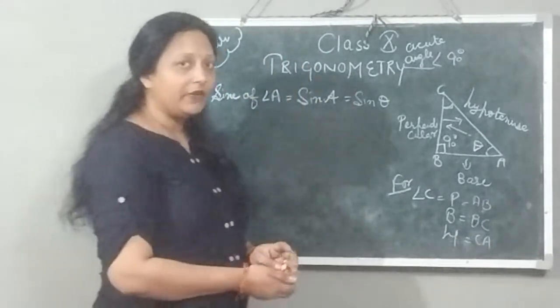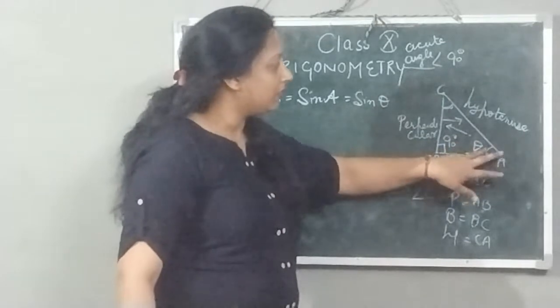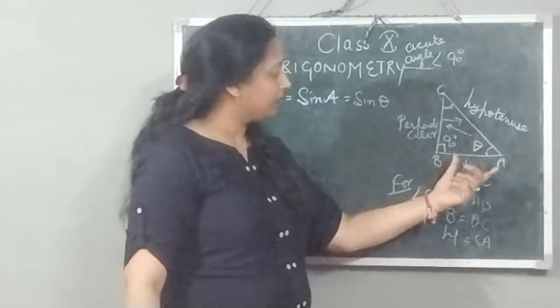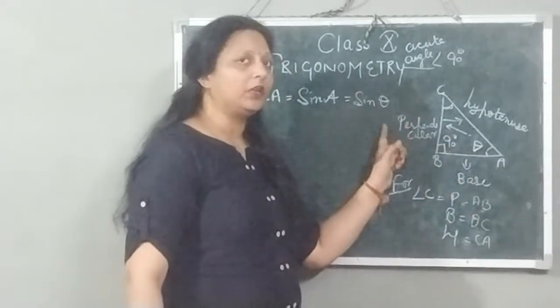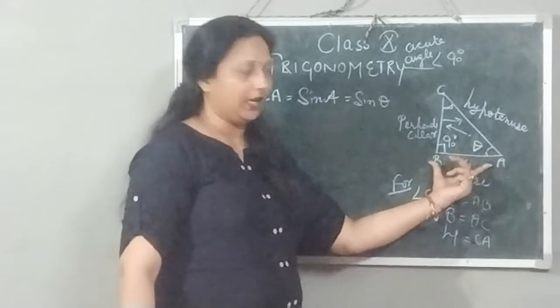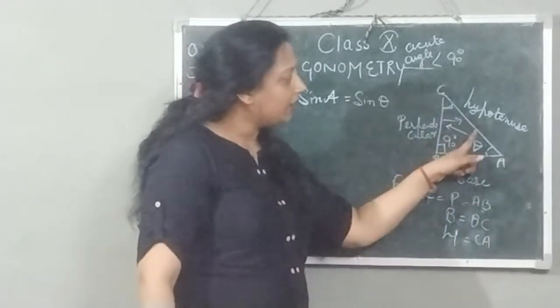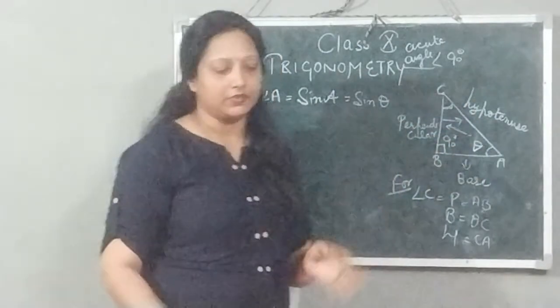Okay, got my words? Where is the angle given? In front of that angle, the side is called the perpendicular. With that angle, the side is called the base. And in front of the right angle, in the triangle, the side is called the hypotenuse.